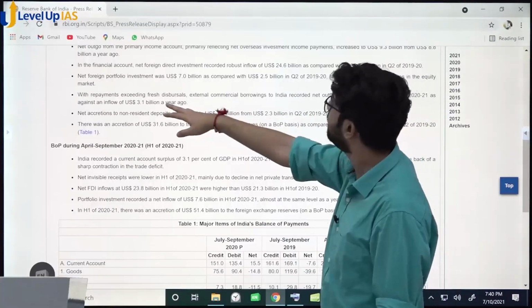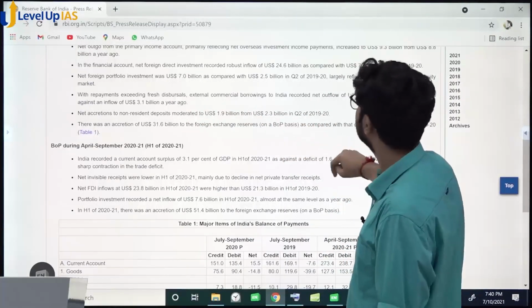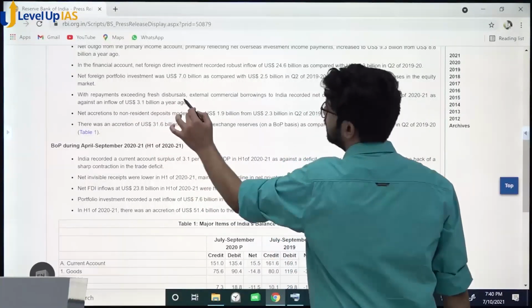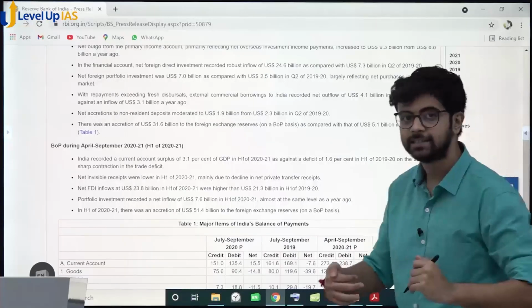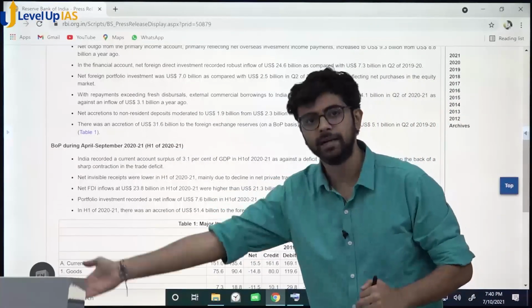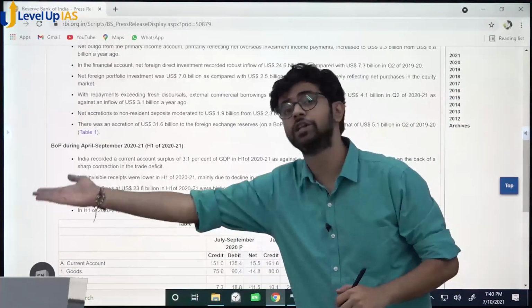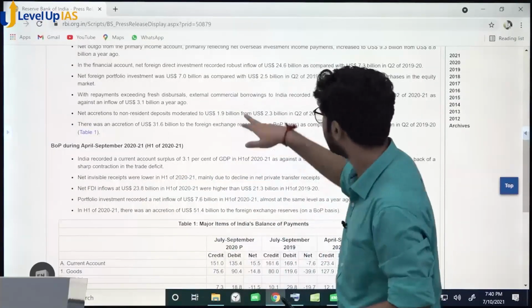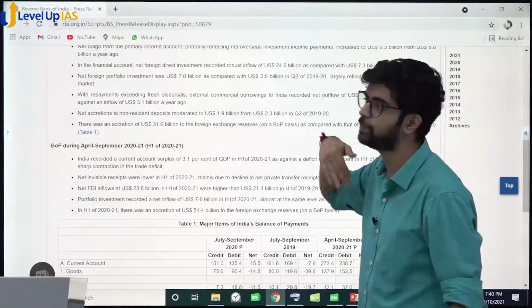Where did it go? Repayments exceeding fresh disbursals, external commercial borrowings recorded net outflow. Repayments exceeding fresh disbursals, what does that mean? Indians' repayment exceeding fresh disbursals of loans from the foreign company, foreign bank to Indians. We are talking about external commercial borrowings, right? So which means we borrow.